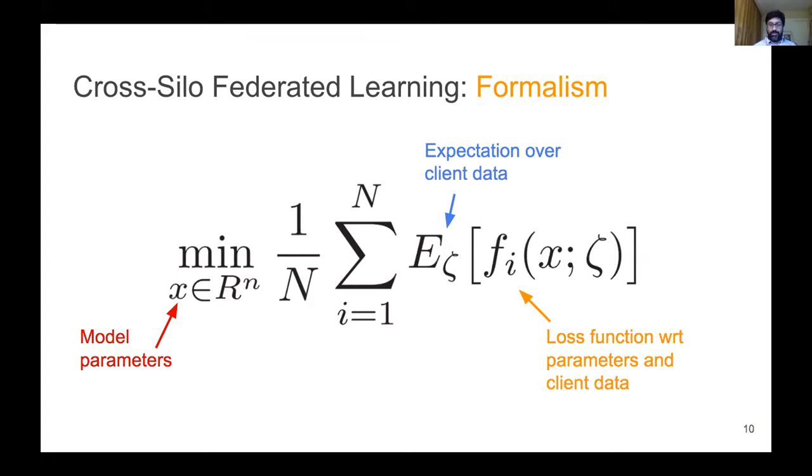So we're going to minimize an average of all of these expectations of individual loss functions. Okay, so that's the kind of objective that we're going to try to solve for. Any questions about the objective? Good. I see people moving, which means I'm still here.